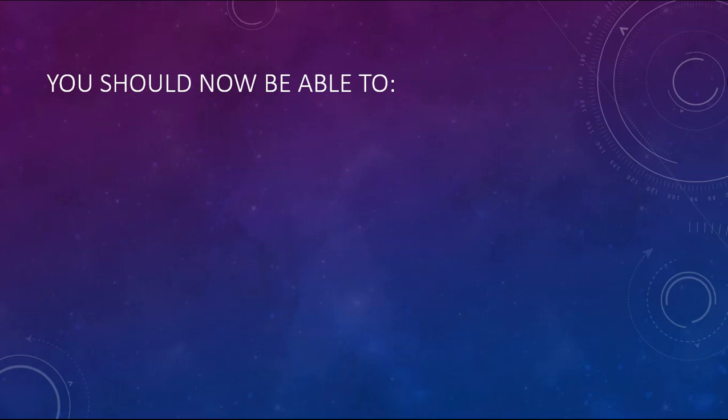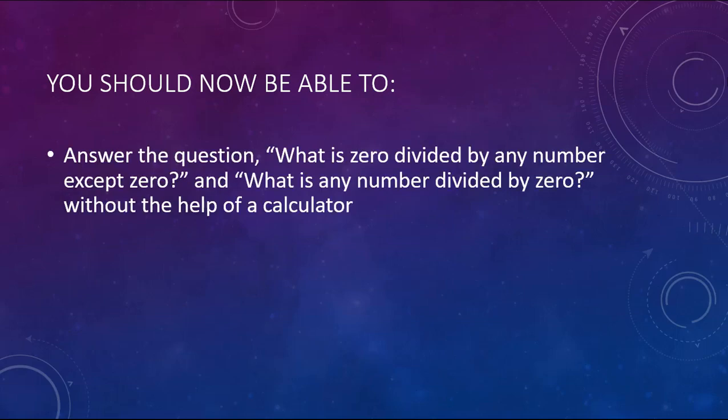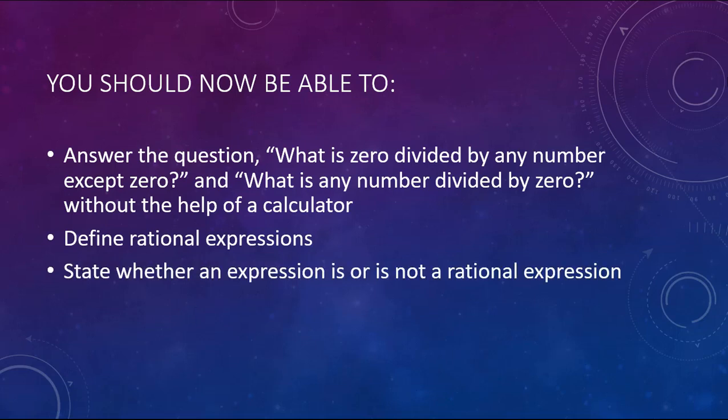So now that you've watched this video, you should be able to answer the question, what is 0 divided by any number except 0? And what is any number divided by 0? And you should be able to do this without a calculator. You should be able to define the term rational expression and state whether a given expression is or is not a rational expression. Remember, technically, numbers are considered polynomials, right? So something like 2/3 would still be considered a rational expression, even though we all know that you're never going to have to restrict the value of the denominator because it's just a constant.